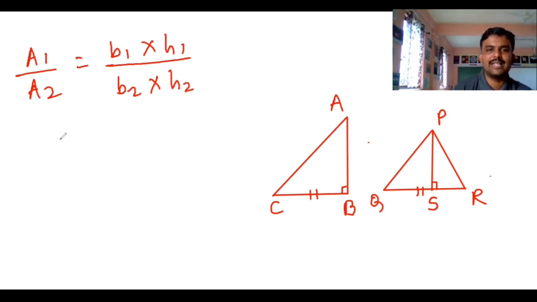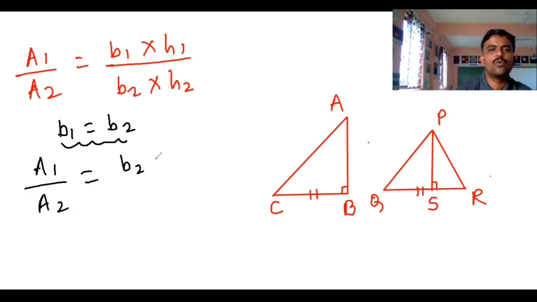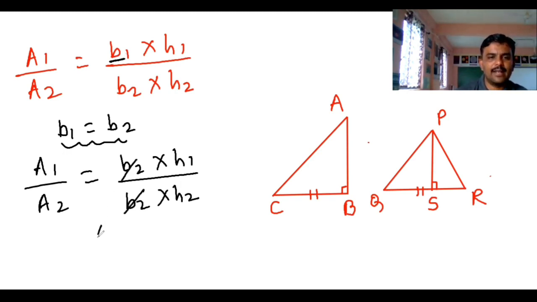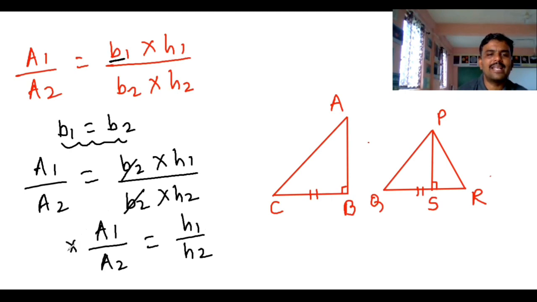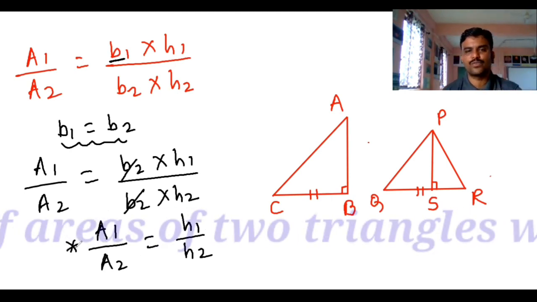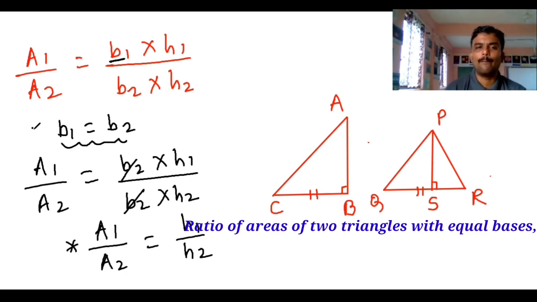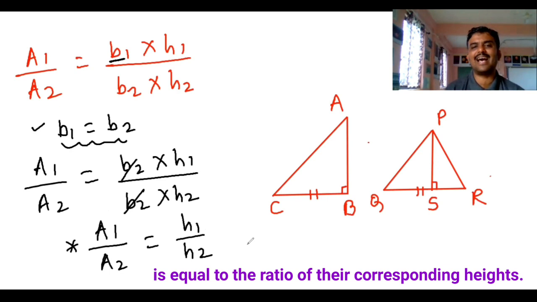So for that triangle, the bases are equal, so B1 is equal to B2. Remember that here. I'm going to substitute B1 as B2: A1 upon A2 is equal to B2 into H1 divided by B2 into H2. B2 gets cancelled. A1 upon A2 is equal to H1 upon H2. So the property is: the ratio of areas of two triangles with equal base is equal to the ratio of their corresponding heights.